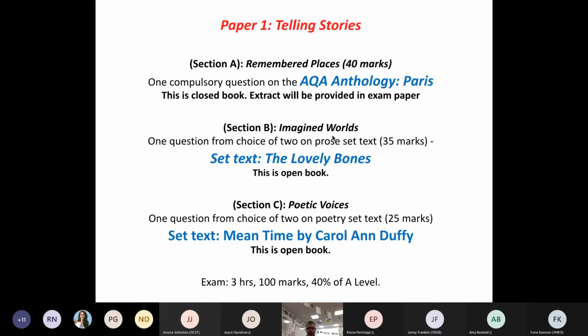You want to know The Lovely Bones so well that having the book with you helps you go to the quotes that are going to help you and helps you with that odd little detail. But really, you know the book well enough to be able to answer it. And having the book with you is a bonus. And I'd say that's true on the poems as well.